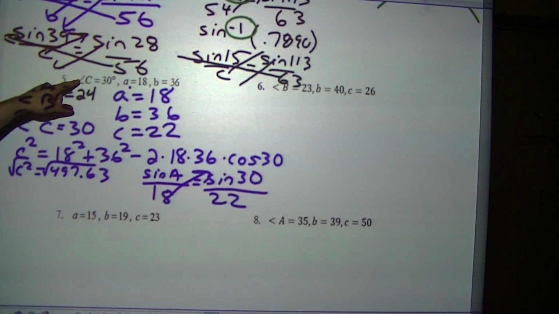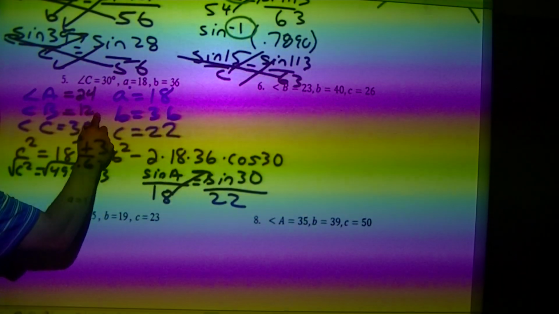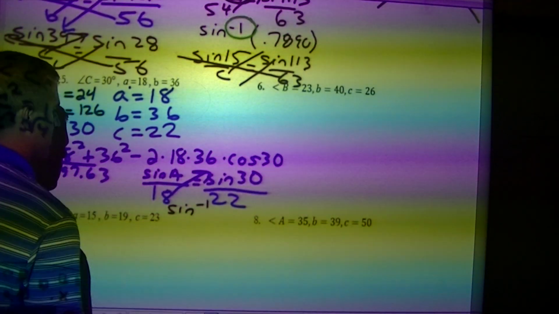Now to get the other one, since I have two already, that's 54. It's going to be 126 will be that final angle. So make sure you take the sine inverse for that.